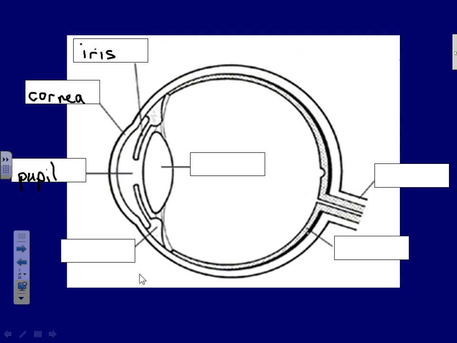When you look at somebody's eye, you can see the pupil. What is the pupil? It's the black little disc. Now, the black little disc is not anything. It's just an opening. That's actually the hole into your eye. All right? It changes sizes.